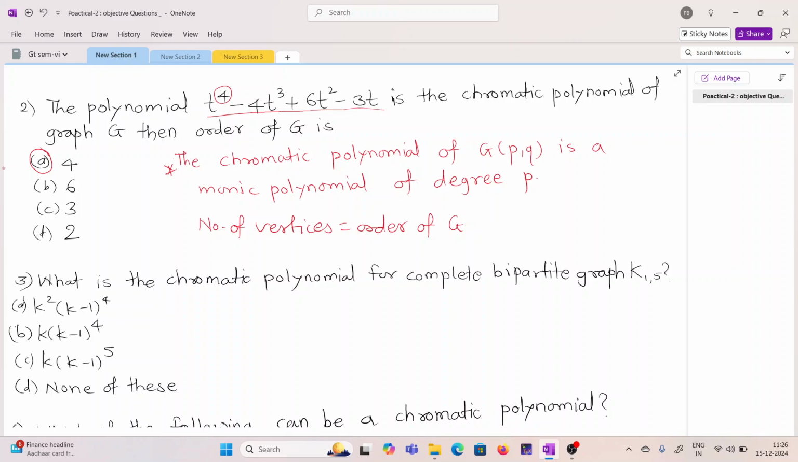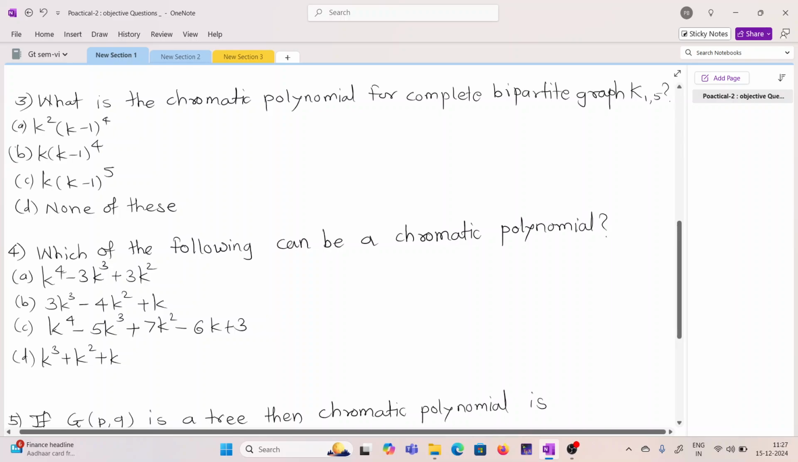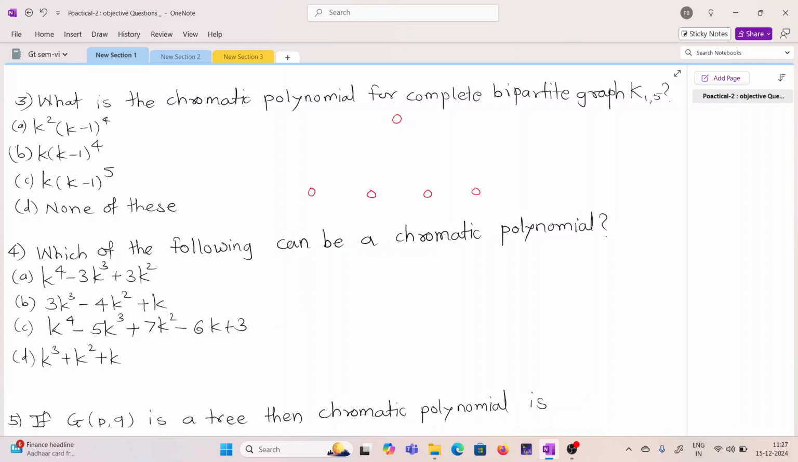Third MCQ is: what is the chromatic polynomial for complete bipartite graph K1,5? So I am drawing here K1,5 and we will check what is the chromatic polynomial for K1,5. So these are 5 vertices. I am joining all these vertices to vertex V. So while coloring we have K colors, so I have K options to color vertex V. Now we cannot use the color used for coloring of vertex V for the other vertices.